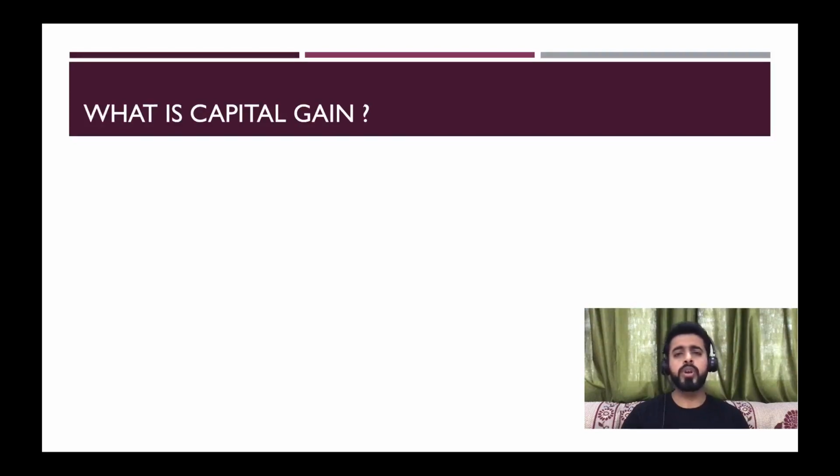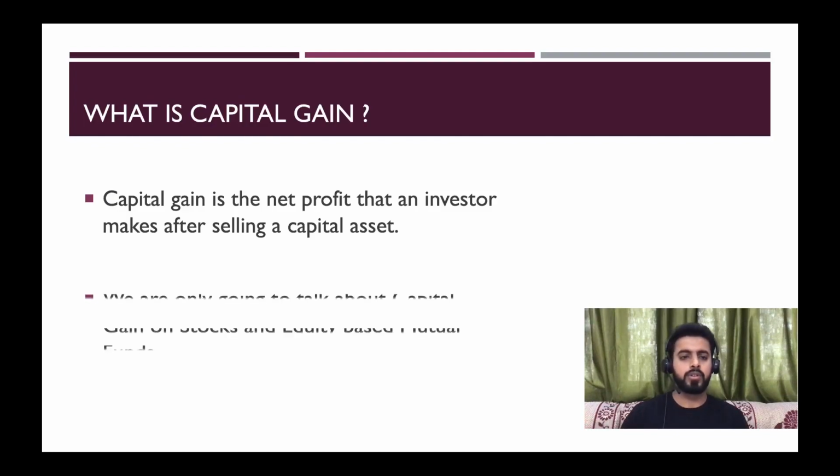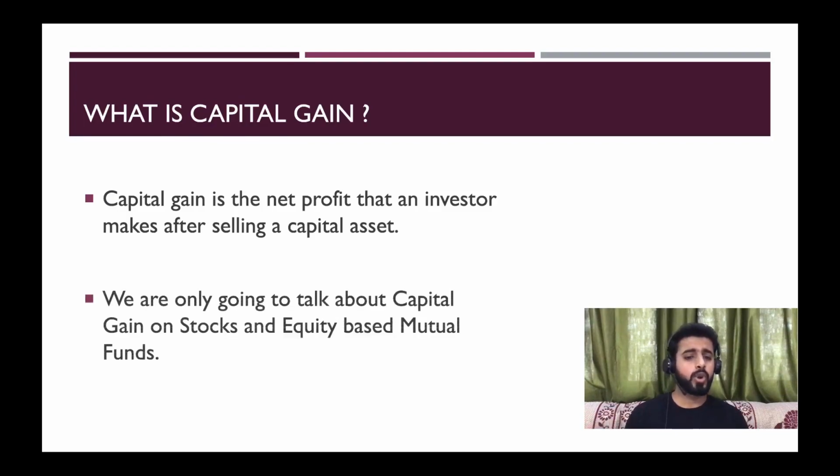So let's start with what is capital gain. Capital gain is the net profit that an investor makes after selling a capital asset. Now, a capital asset can be a range of things like property or jewelry, or let's say stocks or mutual funds. In this video, we are only going to talk about the capital gain on stocks and equity based mutual funds.